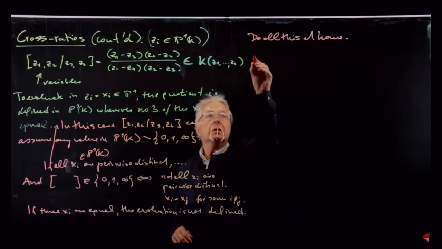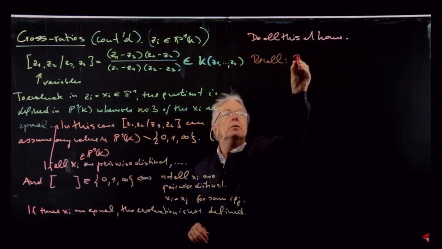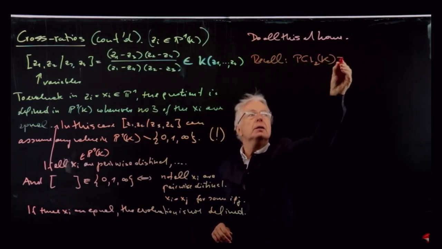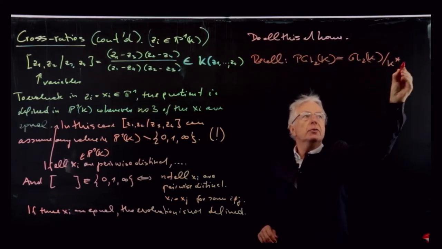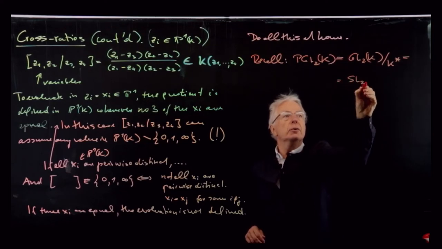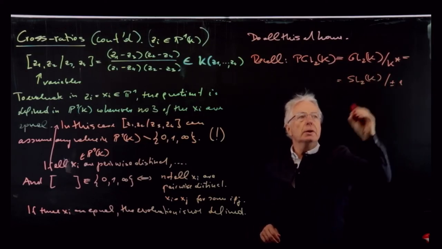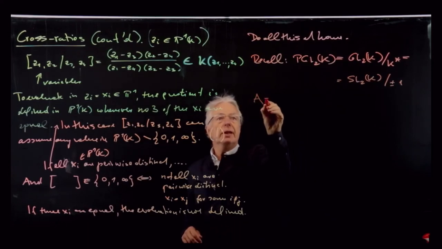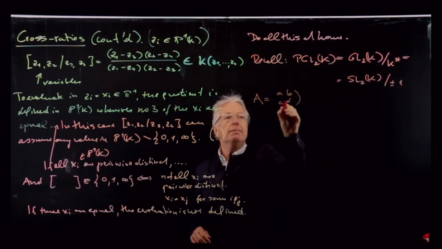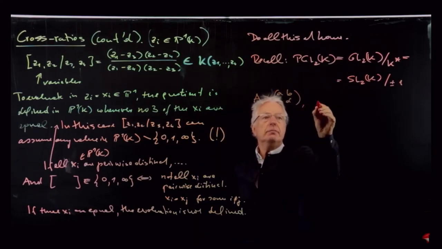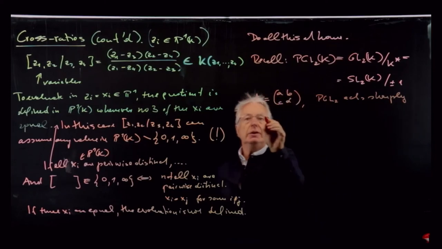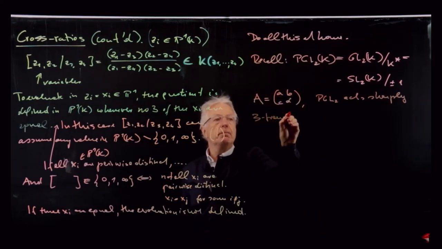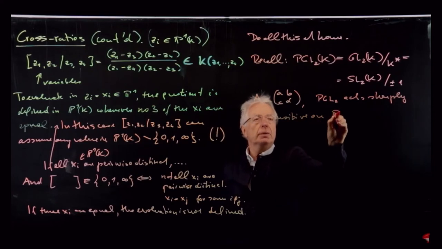So we already had, recall, PGL2(K) was GL2(K) mod K star, and this was also SL2(K) mod plus minus 1. And we wrote matrices A equals (a, b; c, d). And this PGL2 acts sharply three transitive on P1(K).